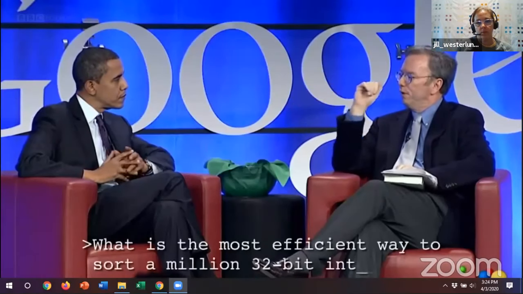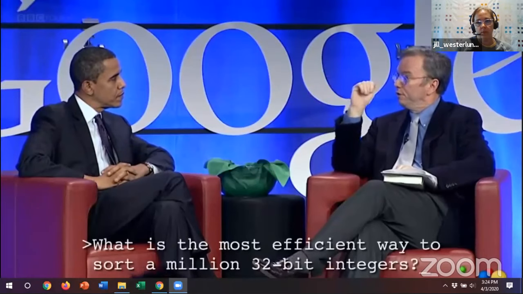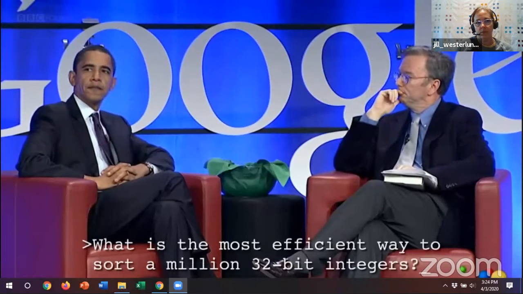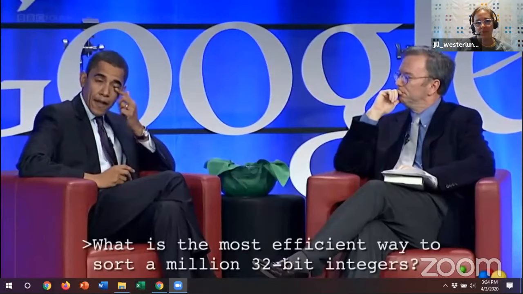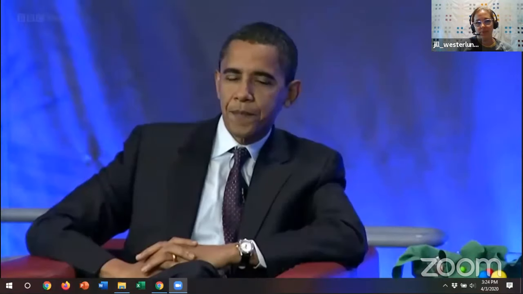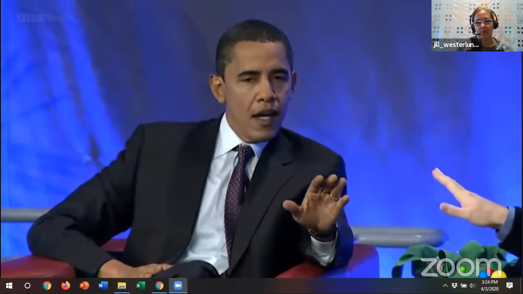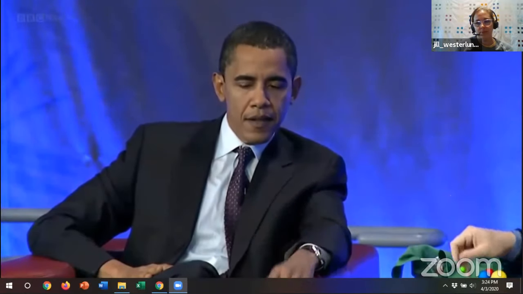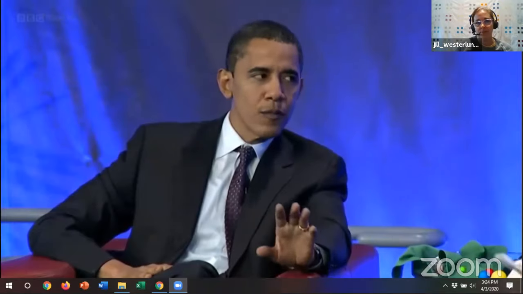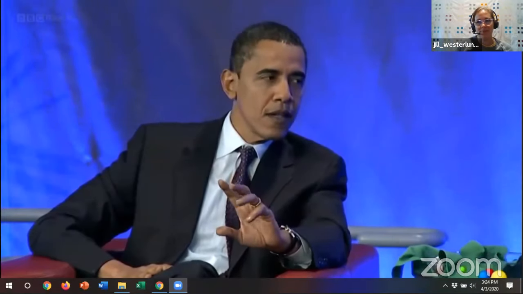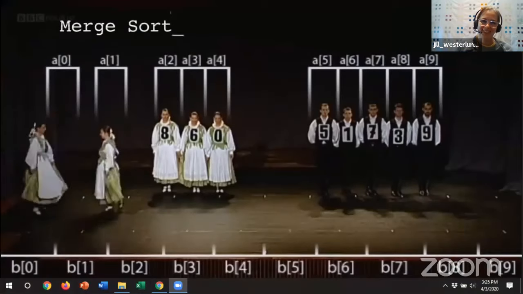What is the most efficient way to sort 1,000,000 32-bit integers? Well, I'm sorry. Maybe. No. I think that's not a. I think the bubble sort would be the wrong way to go. Come on, who told him this?